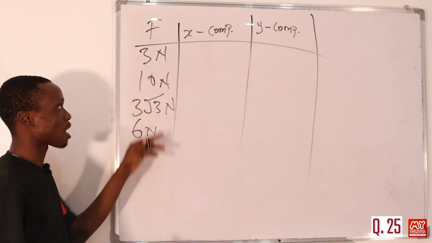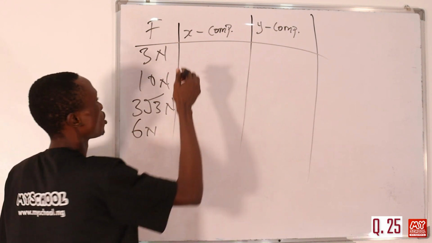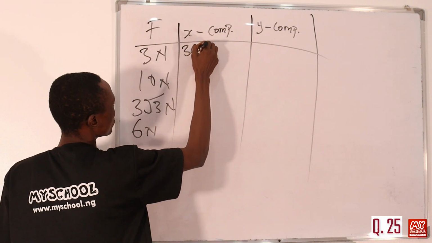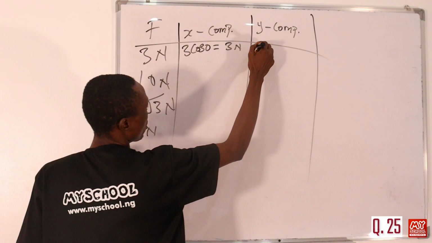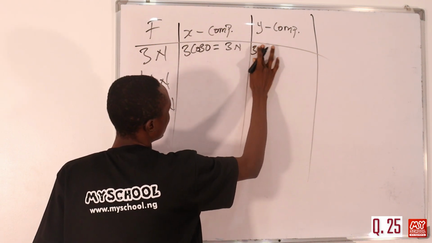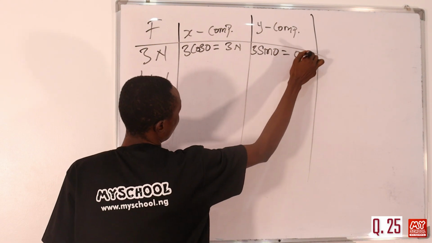So the angle for the 3 Newton force is actually 0. So here we'll be having 3 cos 0, and that will be equal to 3 Newton, right? So here we'll be having 3 sine 0, and that will be equal to 0 Newton.